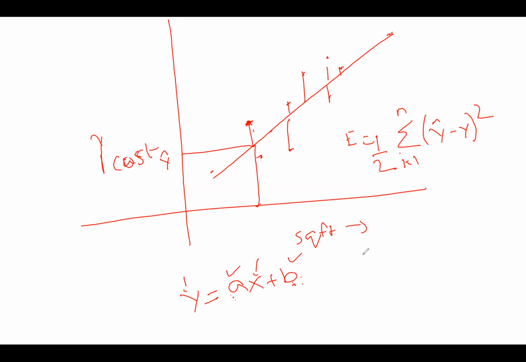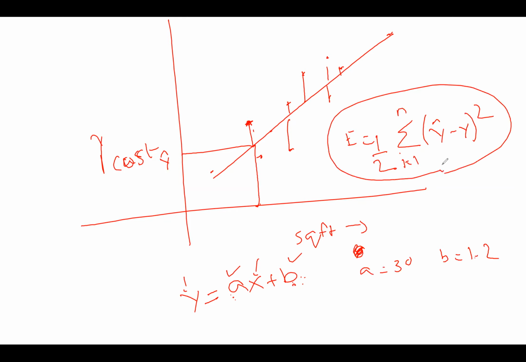Now what I'm doing is trying to change. I initially come up with some random a and b. I say a is 30, b is 1.2, random. Then I calculate what the error is. Now the error is really large. That means my a and b are not optimal. So now what should I do? I should change a to a prime, which is my new a. But how do I do that? That is where I'm using gradient descent.